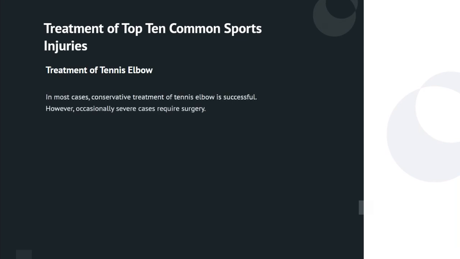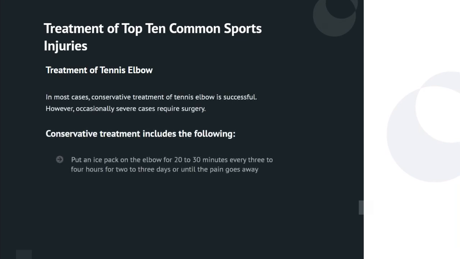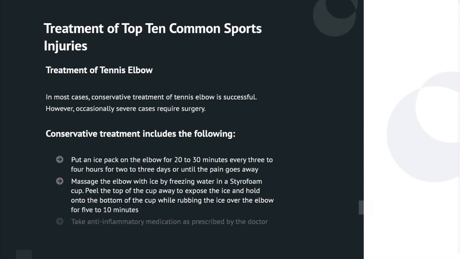Treatment of tennis elbow. In most cases, conservative treatment of tennis elbow is successful. However, occasionally severe cases require surgery. Conservative treatment includes the following. Put an ice pack on the elbow for 20 to 30 minutes every 3 to 4 hours for 2 to 3 days or until the pain goes away.